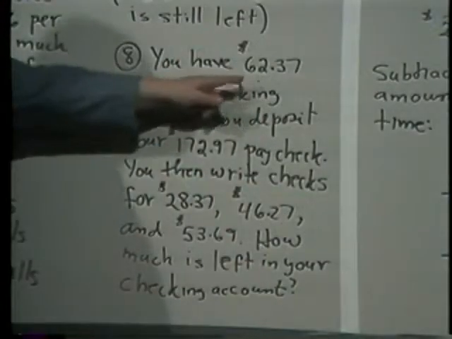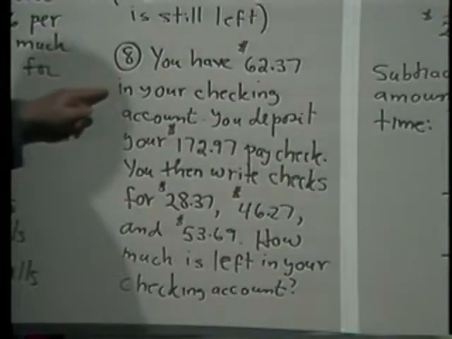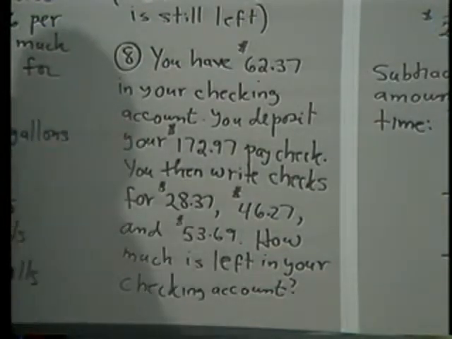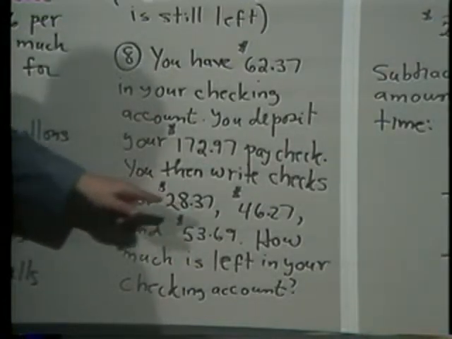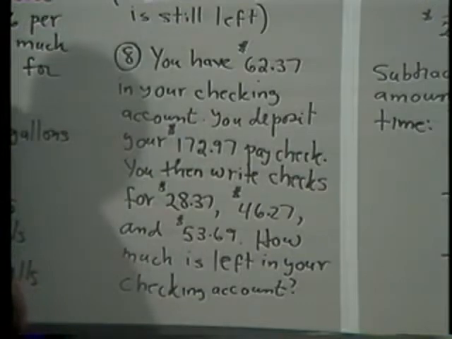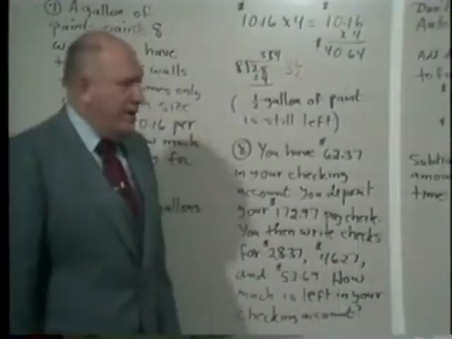You have $62.37 in your checking account. Now you deposit your paycheck for $172.97. You then write checks for $28.37, $46.27, $53.69, and now you want to know how much money you still have in your checking account.